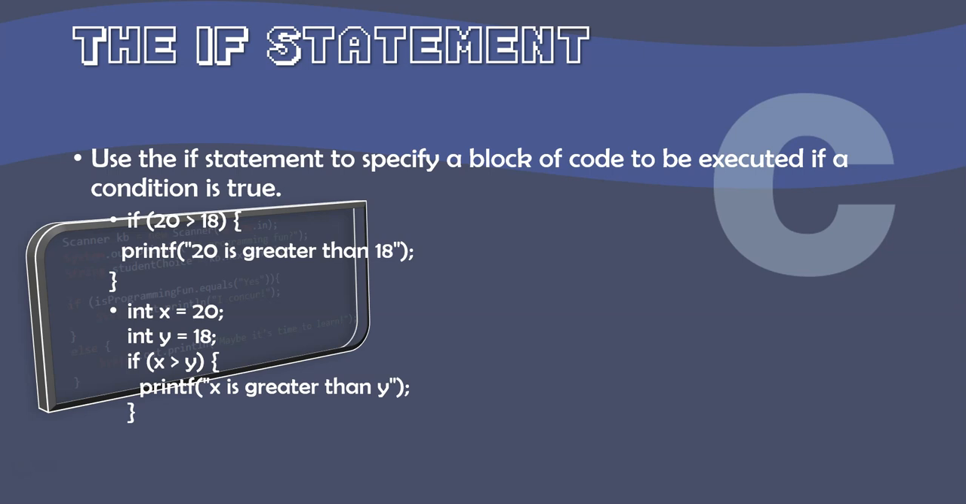So very simply, this could be like if 20 is greater than 18, we would print out 20 is greater than 18. Putting this in more context with variables that we are used to, let's reassign that. So like int x equals 20 and int y equals 18. We could say if x is greater than y, we could print out x is greater than y.